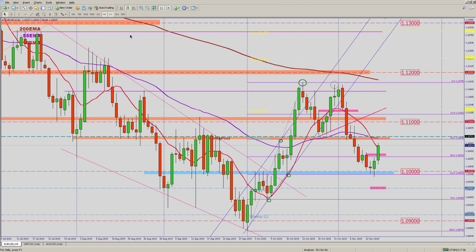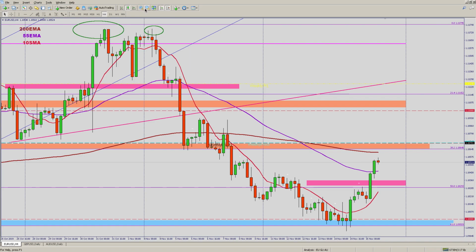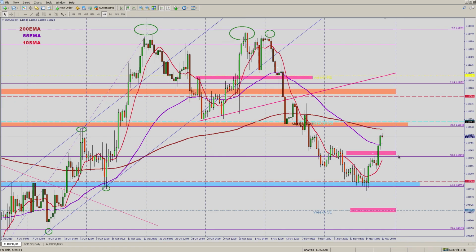Let's take a look at the 4-hour time frame, and it did break out higher above the intermediate resistance zone and is trying to climb up into the resistance zone here at the 38 fib retracement level. So the intermediate support zone now is still at the 50 fib retracement level.